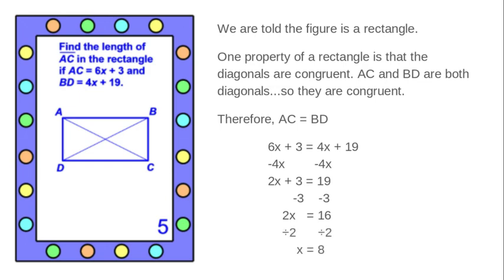Now notice the question did not say find the value of x. The question said find the length of AC. So if I go back to the reading, I see that AC is equal to 6x plus 3. But I know now that x is 8. So I can say 6 times 8 plus 3. 6 times 8 is 48, and 48 plus 3 is 51. So AC has a measure of 51.